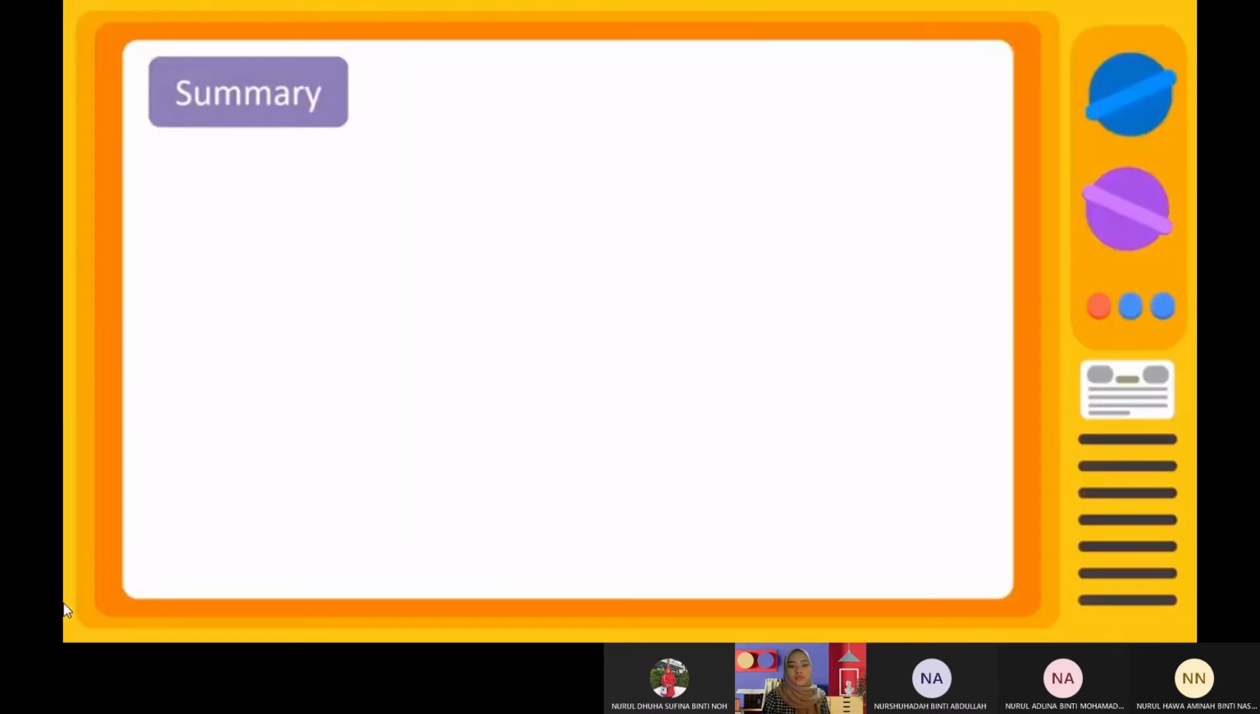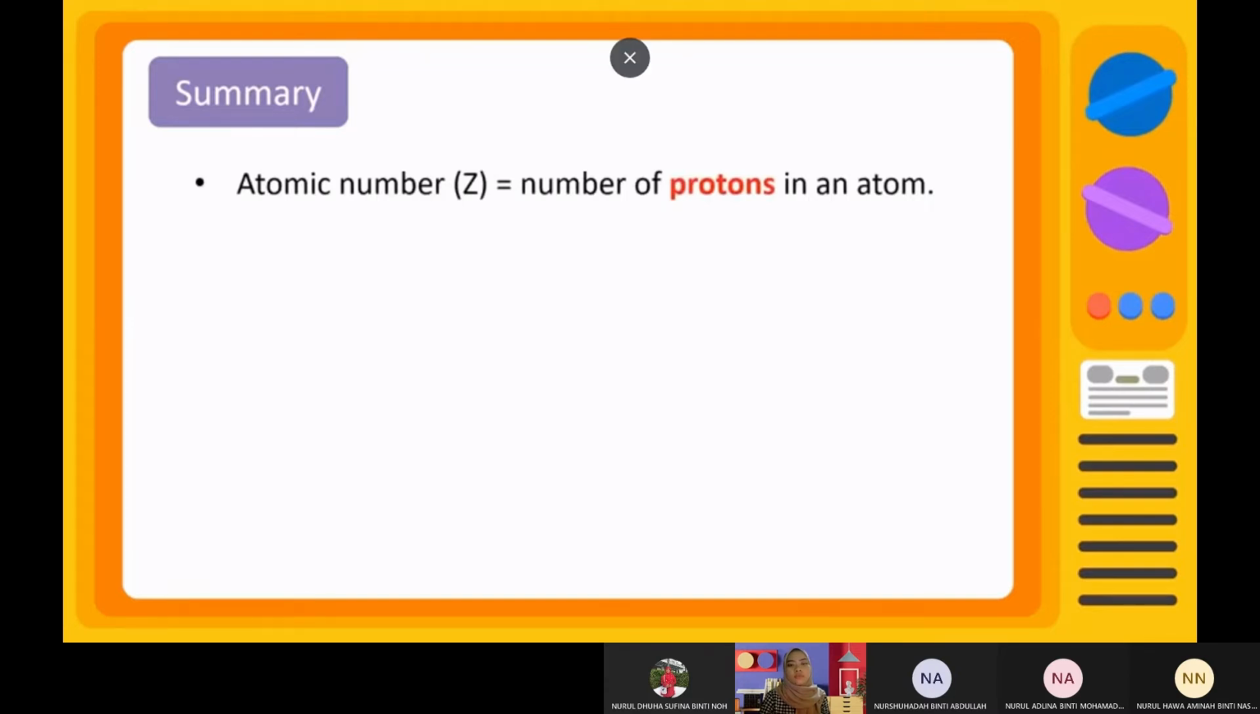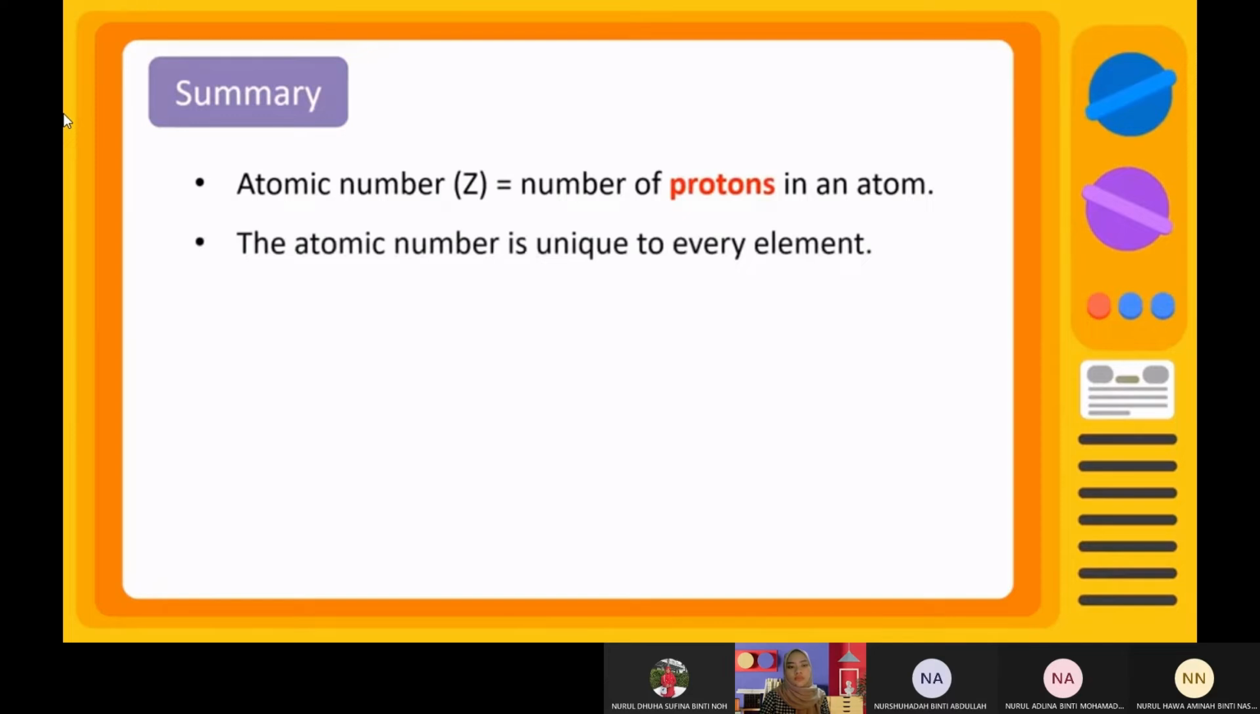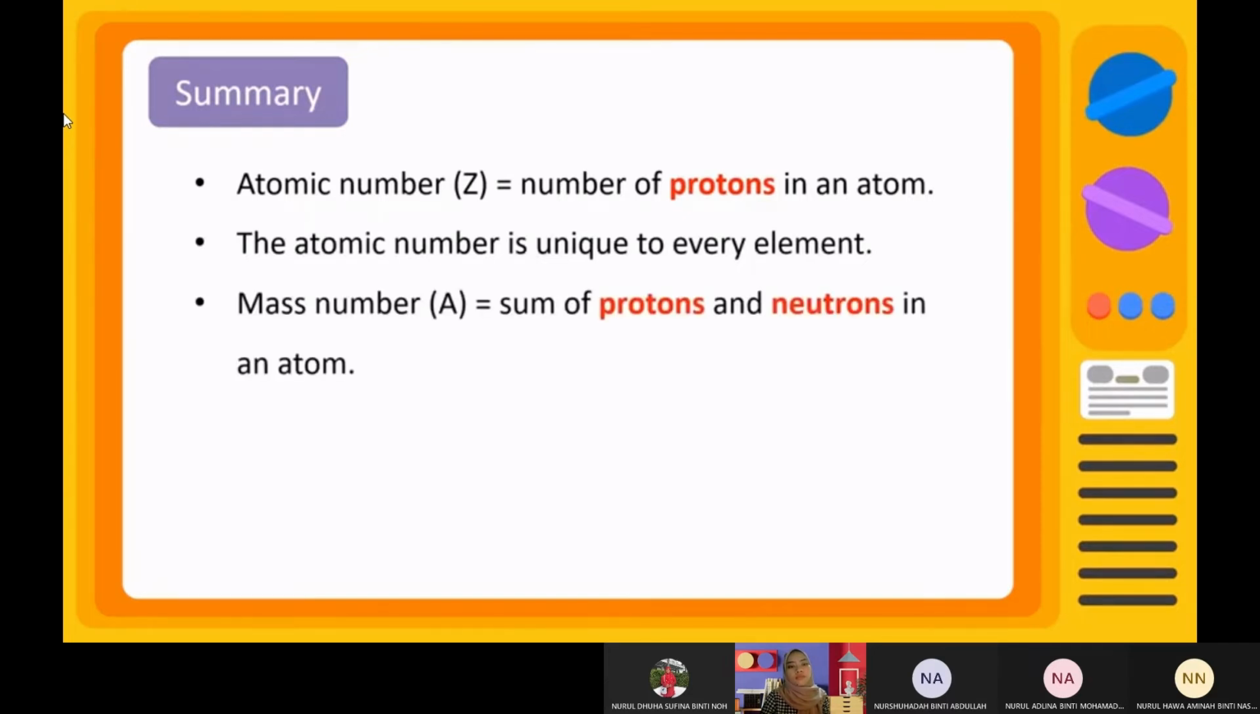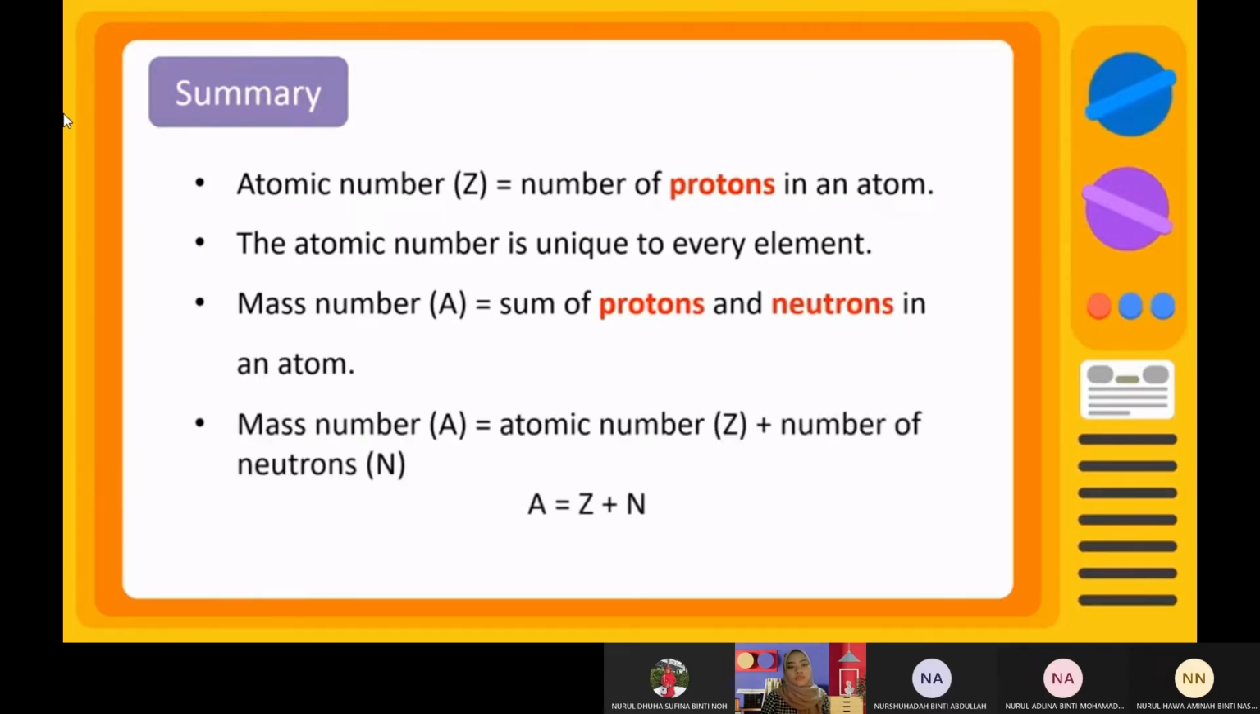Today, we learned that the atomic number Z is the number of protons in an atom. The atomic number is unique for every element. The mass number A is the sum of protons and neutrons in an atom. The formula to calculate mass number is mass number A equals atomic number Z plus number of neutrons N.